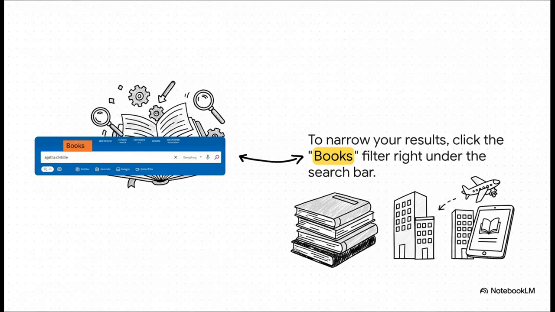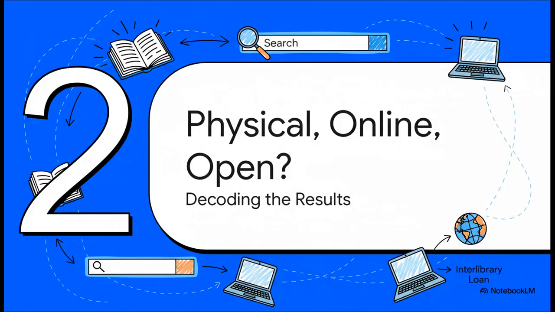Okay, so your first search is going to show you everything. Articles, videos, the whole shebang. To really focus our search, the very first thing you want to do is click that books filter right there. Boom! It instantly gets rid of all the other noise. All right, so now you've got a nice clean list of books, but you're probably seeing a few different labels and wondering, what do these even mean? Let's break it down so you know exactly what you're looking at.